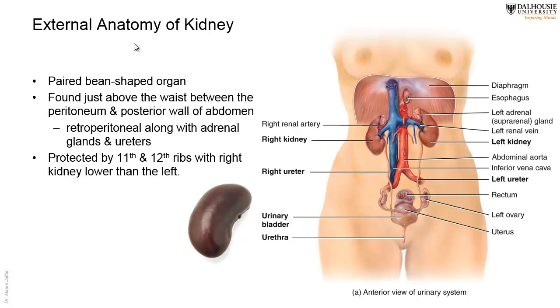The right kidney, as you can see here, is lower than the left kidney. And this can be understood because in the right hypochondrium you have this big organ, the liver.